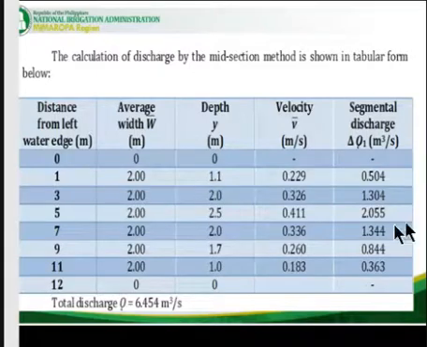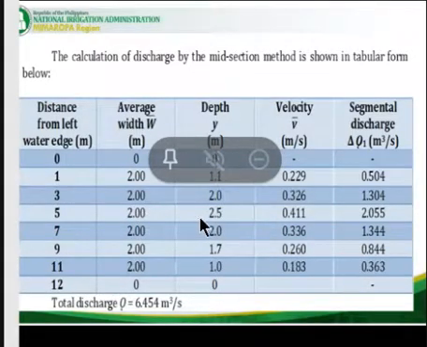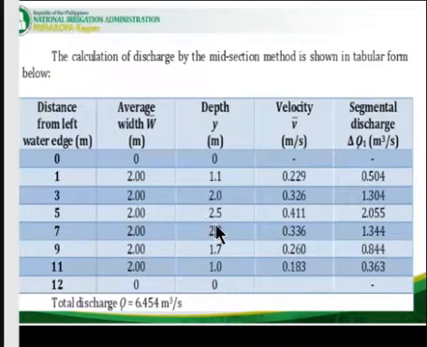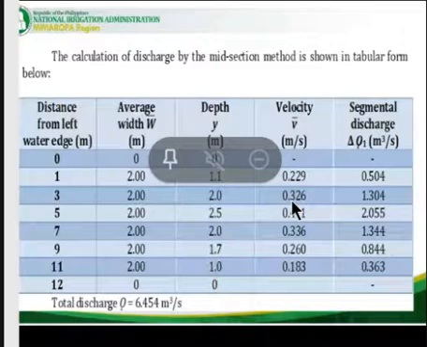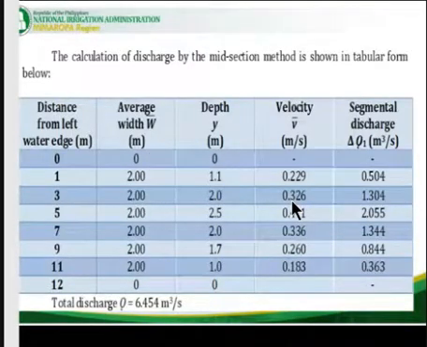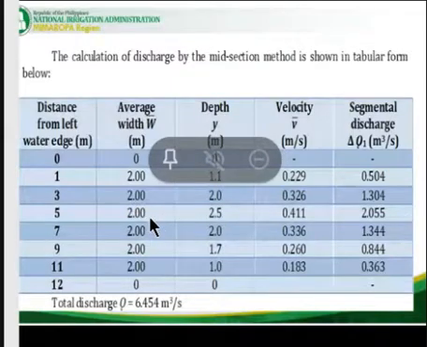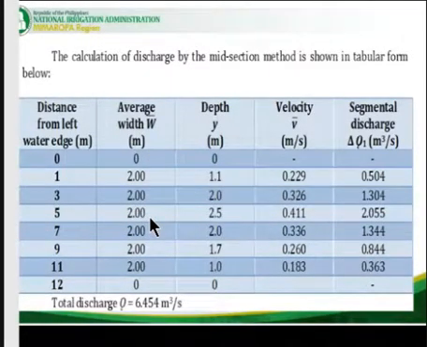Average width times the depth will give you the area. Multiply it: 1.304, po, times 0.229. 0.298.